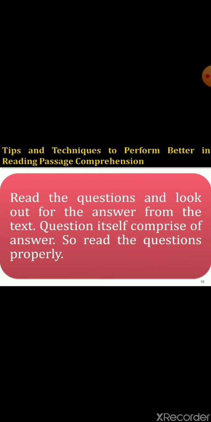Read the questions and look out for the answers from the text. The question itself comprises clues to the answer, so read the questions properly. Every question will indicate the right clue, the right option. That is why you should focus on reading the complete question, not just "why it happened." No. Read the complete question till the question mark.